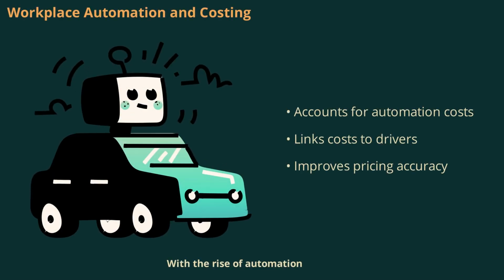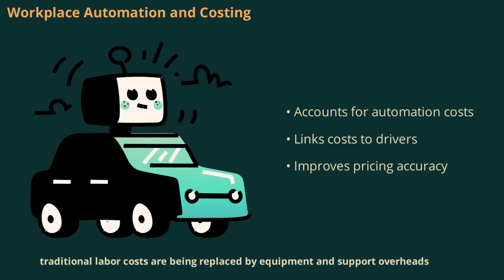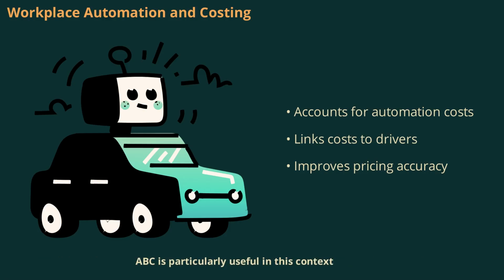With the rise of automation, traditional labor costs are being replaced by equipment and support overheads. ABC is particularly useful in this context as it accounts for non-unit level overheads like setup, inspection, and material handling. By linking these costs to appropriate drivers, ABC provides a more realistic picture of product costs, supporting better pricing and investment decisions.